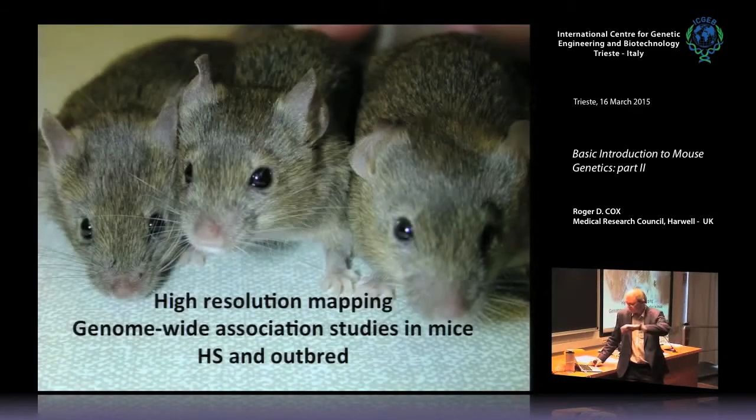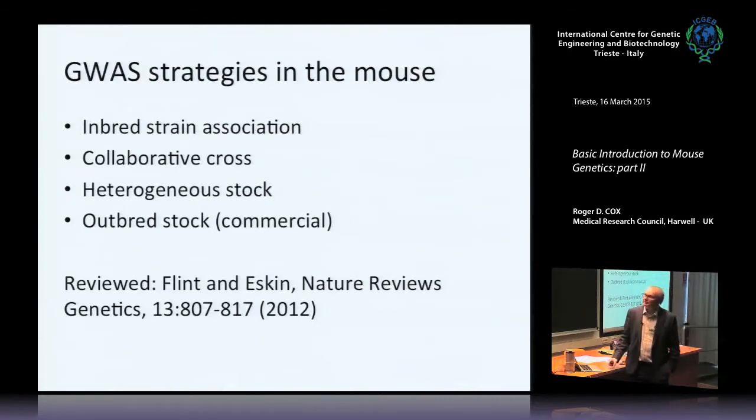There are high-resolution mapping strains as well. The heterogeneous stock, the HS stocks, for example, and some outbreds as well. So these are using genome-wide association type strategies in the mouse. And there's a good review by Flint there in 2012.